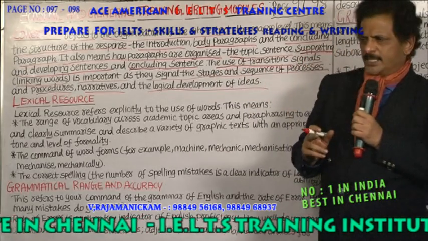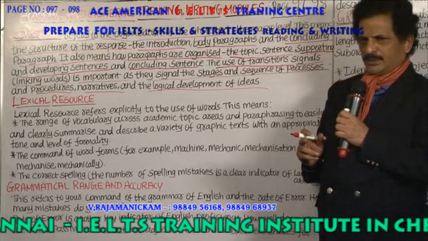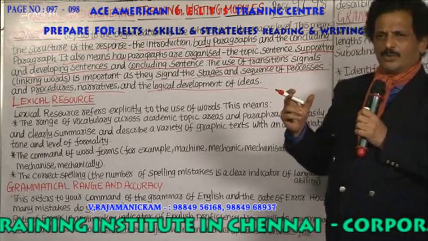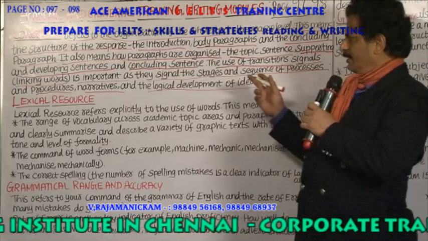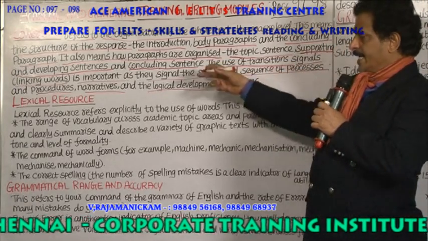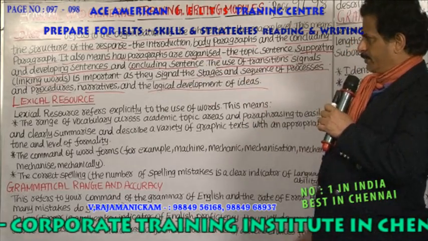So linking words are used for all these things. What are the linking words? Although, even though, though, in spite of, despite of, all these linking words are very much useful. They signal the stages and sequence of processes and procedures, narratives, and logical development of ideas.